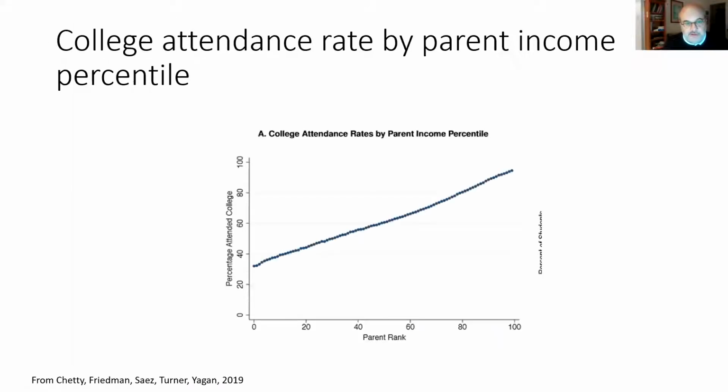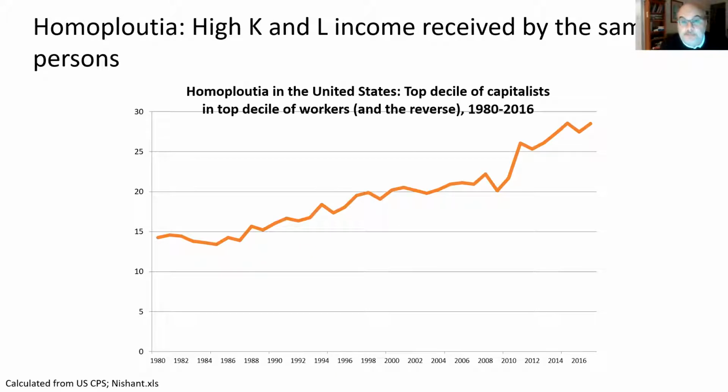On top of that, you have the process of what I call homoploutia in the United States. This slide shows you the percentage of people in the top decile, which means you take the richest 10% of people in the United States, and you ask what percentage of them are rich both in terms of their labor income and in terms of their capital income? You notice here that this line goes up, saying that in the past, only 15% of such rich people were also rich in capital and labor income, and now almost a third of them are rich in both capital and labor income.